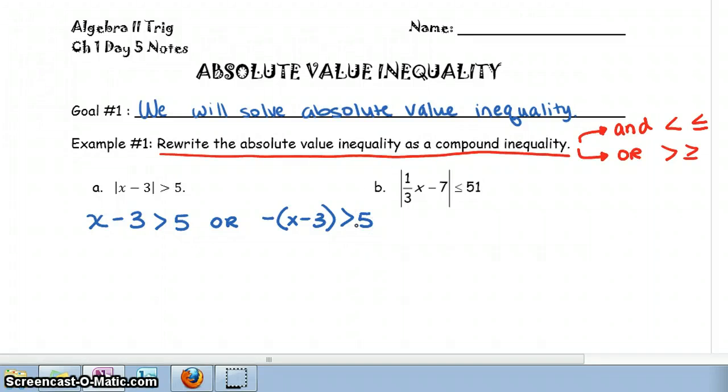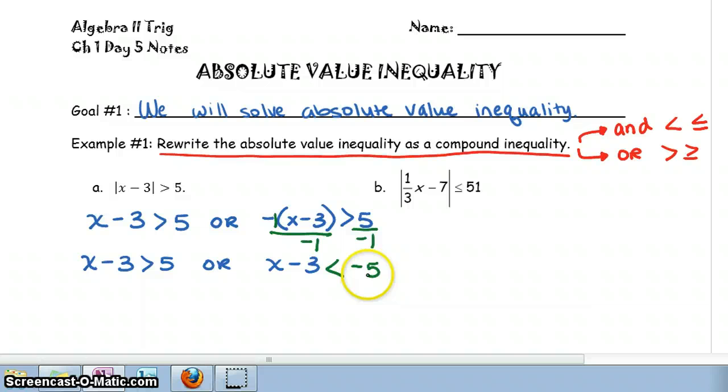To simplify that, we solve, and we have x minus 3 is greater than 5, or x minus 3 is, I'm just dividing it by negative 1, because it's technically negative 1. And since it is division by a negative number, the sign does flip, and 5 divided by negative 1 is negative 5. And this is our final answer.